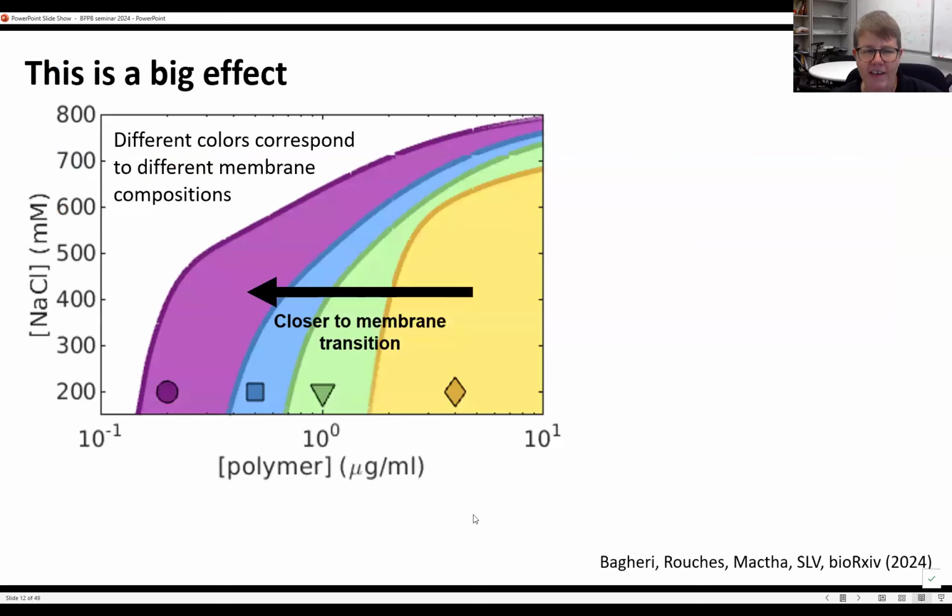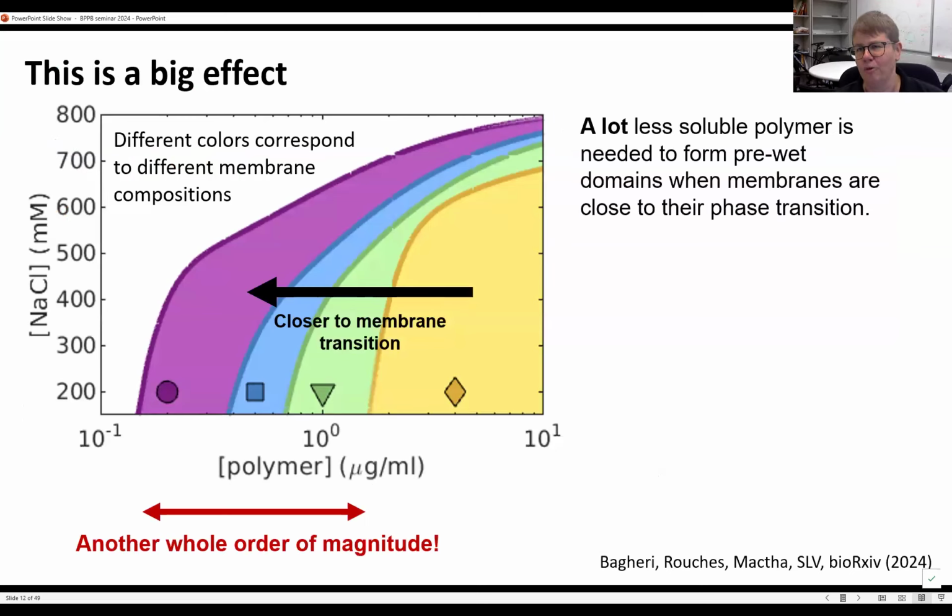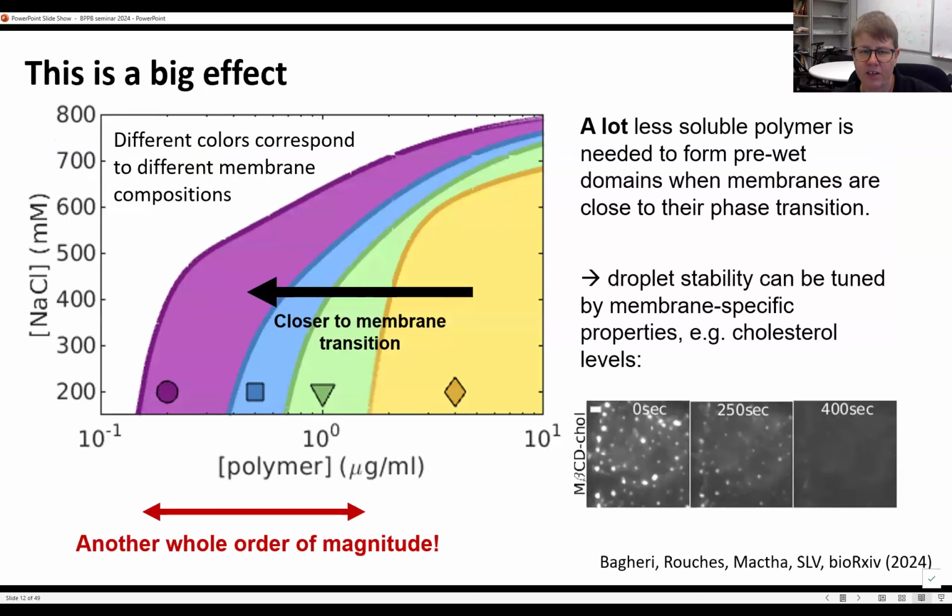And if you map out the whole phase diagram and vary it with salt too, you can see this is a really robust effect. You need a lot less soluble polymer in solution when the membrane is very close to its phase transition. We can gain a whole other order of magnitude in polymer concentration. And you can see this acutely if you start off with a membrane that has low cholesterol concentration in this case, and we acutely add cholesterol to the membrane, we can go from a system that has polymer drops on it, and simply by changing the membrane lipid composition, we can melt those drops away.